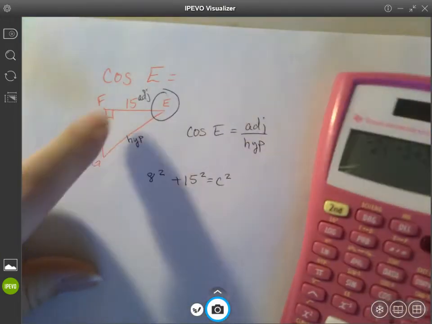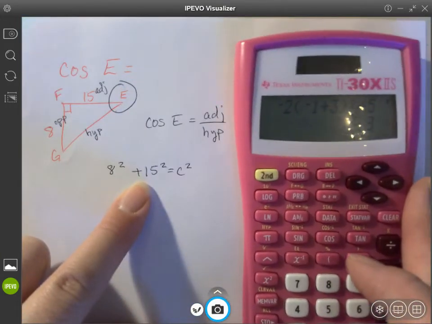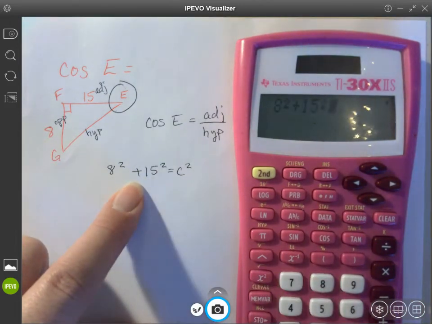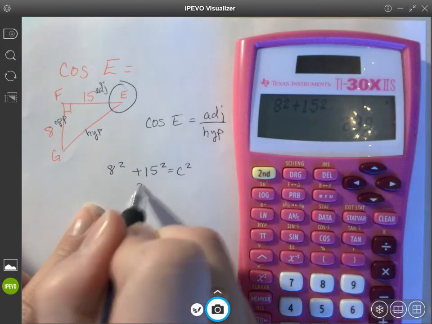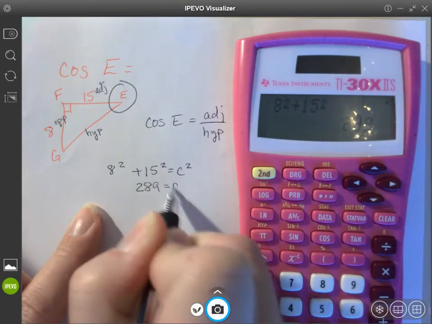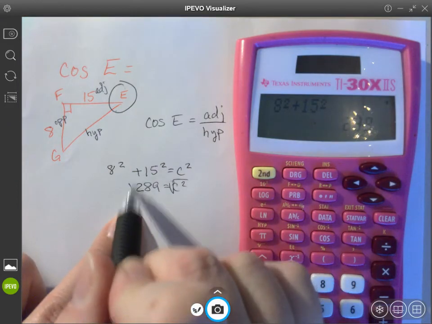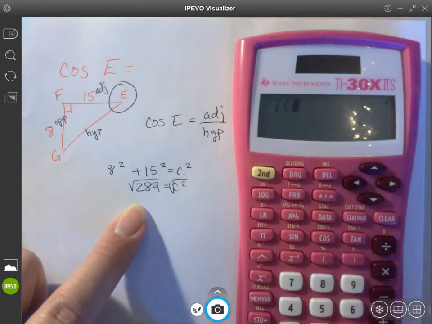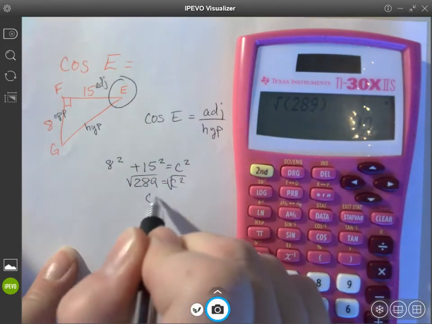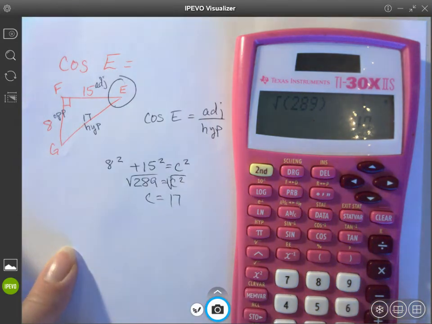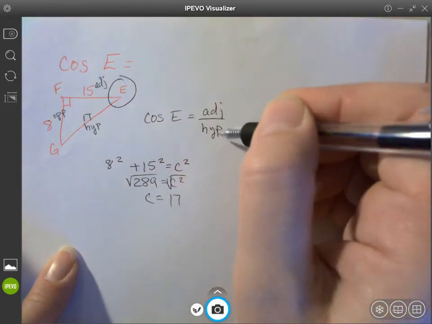Now, I have the two legs, so I'm looking for the hypotenuse. I'm just going to type it in, 8 squared plus 15 squared, and that gives me 289, and that equals c squared. In order to get rid of that, we're going to do the inverse. So I'm going to take the square root of 289, and that gives me 17. Now that I've done that part of the problem, they didn't ask me to find the hypotenuse, but I needed it because it was part of the trig function.